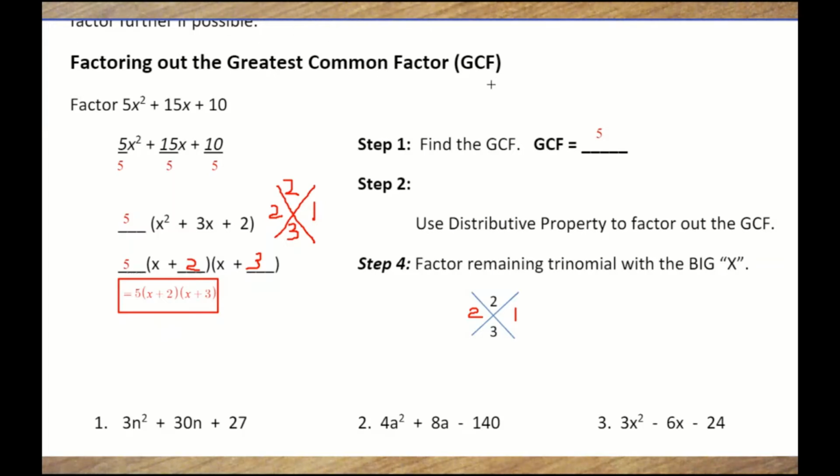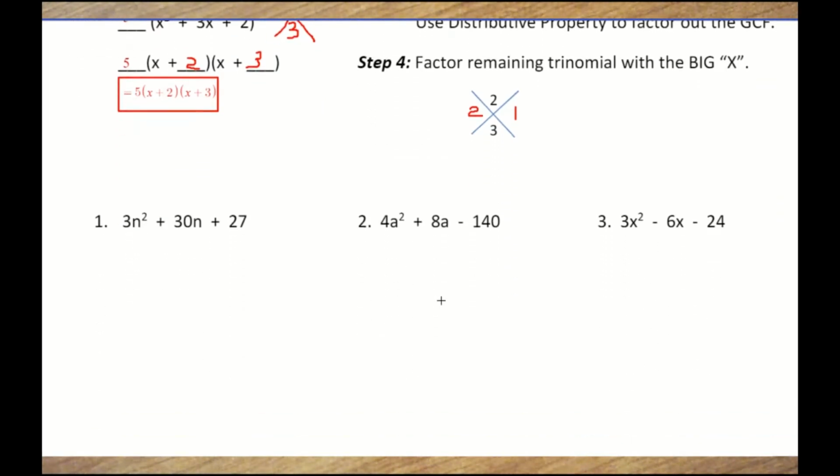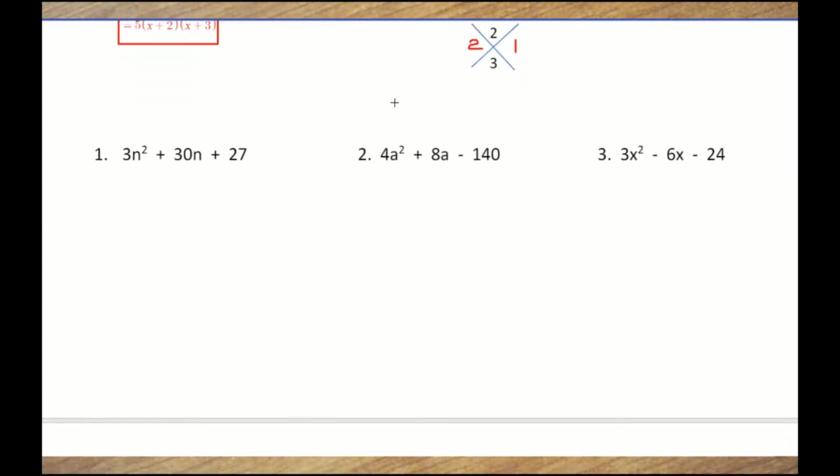So the first thing you want to look for is that GCF, because if you can factor out a GCF, it makes the whole process a ton easier. So these first couple of problems are just going to be examples where that occurs.